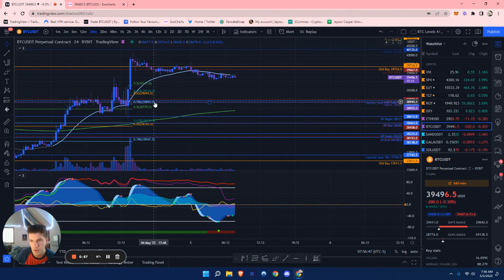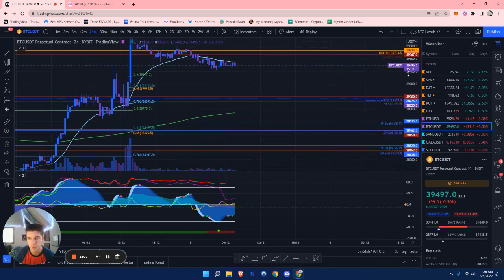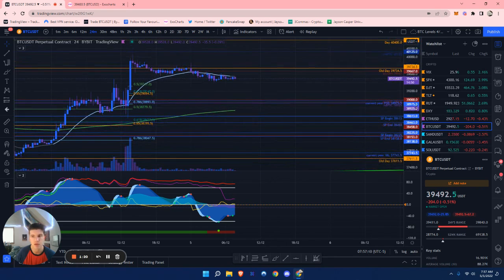Another potential long that I'd look to take is around this 39K region, this is a naked daily point of control and the current year point of control along with the previous week point of control. And so there is a lot of volume and liquidity traded here. So I wouldn't be surprised if we do pump or dump down to here and then pump back up again towards this naked monthly point of control.